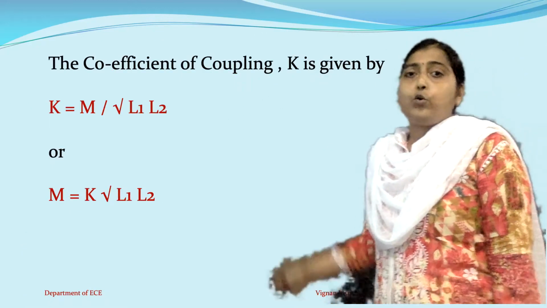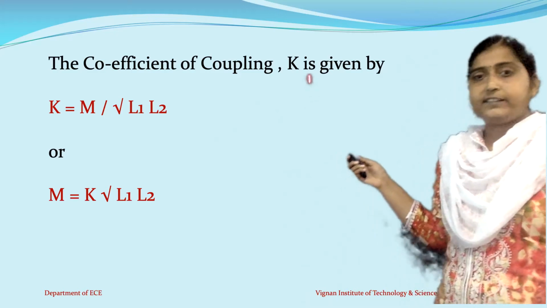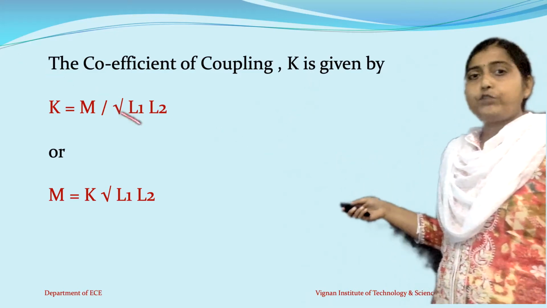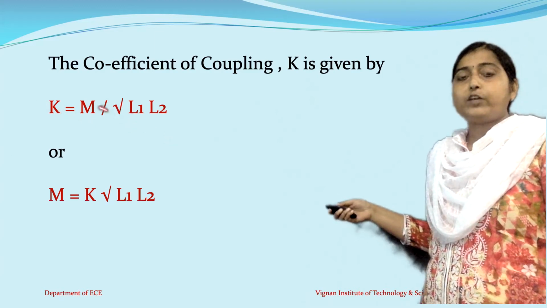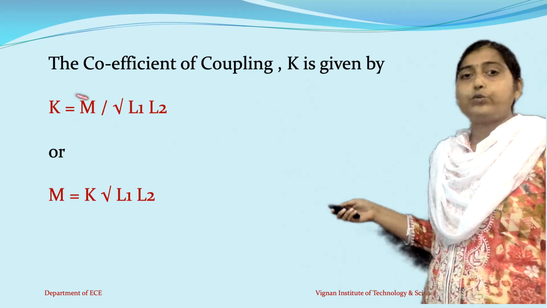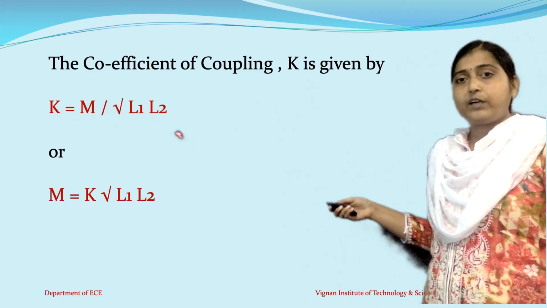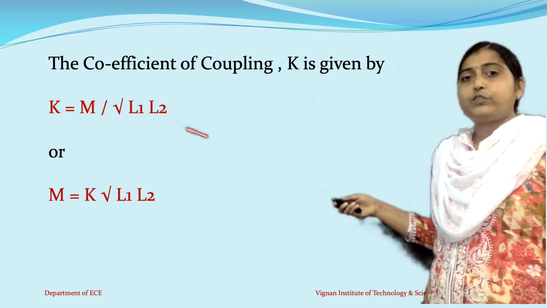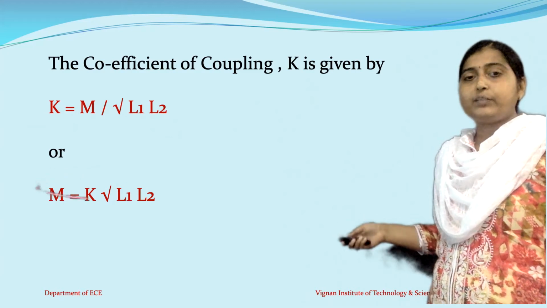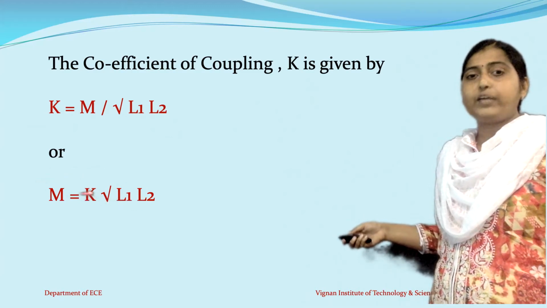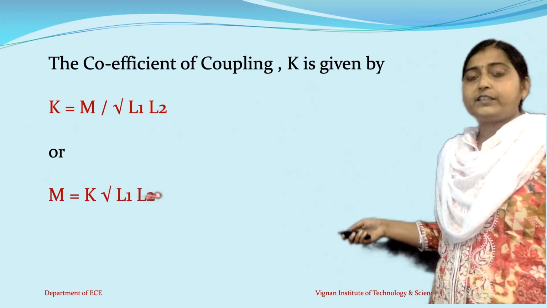Now, the coefficient of coupling K is related to the mutual and self-inductance as follows. K is given by M divided by the square root of L1 times L2, where M is the mutual inductance and L1 and L2 are the self-inductances of coils 1 and 2. Or, the mutual inductance is equal to K times the square root of the product of the self-inductances L1 and L2.